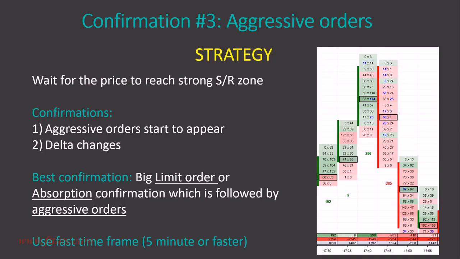Now, because you need to be fast, you also need to use a fast time frame with this type of confirmation. I prefer to use the 5-minute time frame, which means 5-minute footprints, or even faster. Alright, you need to be fast.